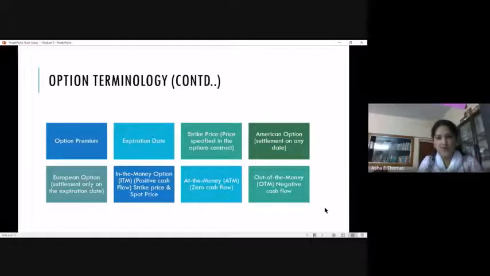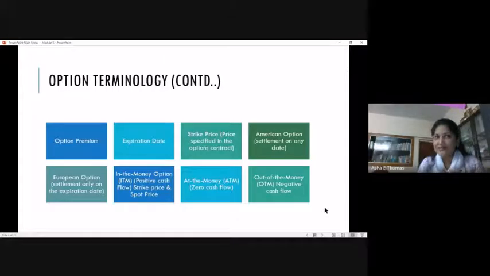There is no positive gain or negative gain, or as you say, loss. You are in a par position. Your cost is equal to your possible revenue, your possible gain. So that is the case of at the money.